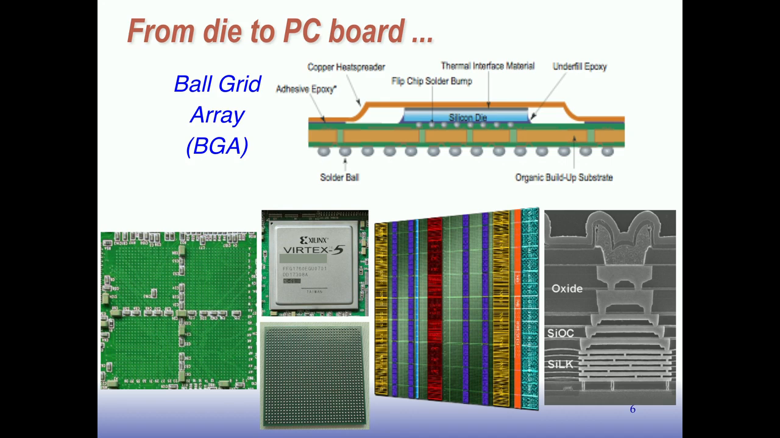So it's been possible to build very high density FPGAs, as we'll see, because modern processes have lots of different metal layers, maybe 10 or 12 or more.